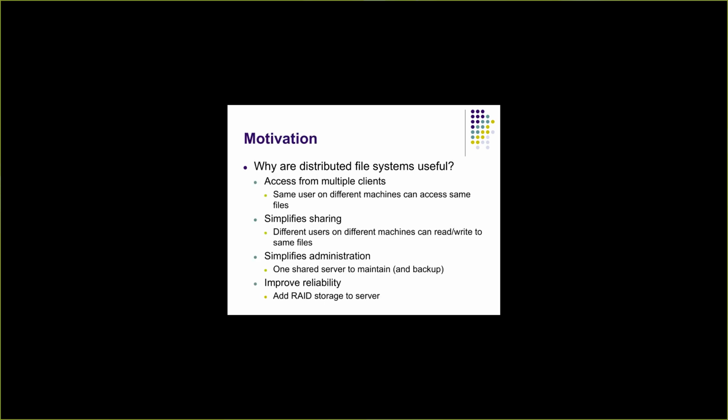Why do we need distributed file systems? There are four main advantages. One, it allows transparent access from multiple clients. The same user on different machines could see the same data. And sharing becomes very simple. If multiple users want to share some data, they can put a file onto a common location, and all the users who access that location will see the same data. So sharing becomes really easy.